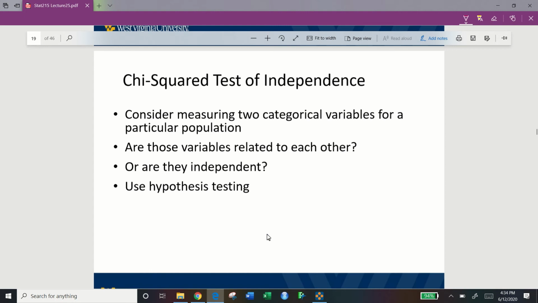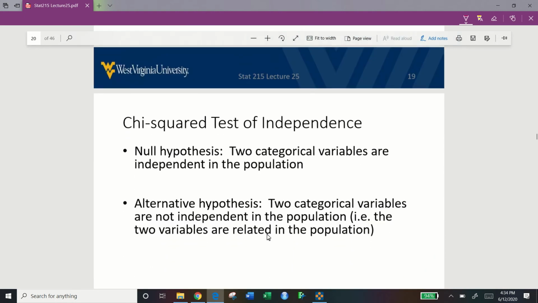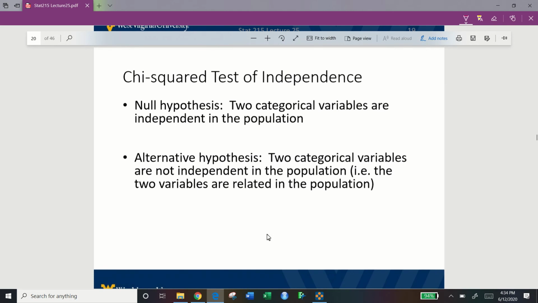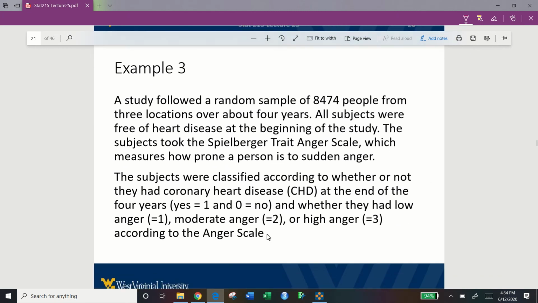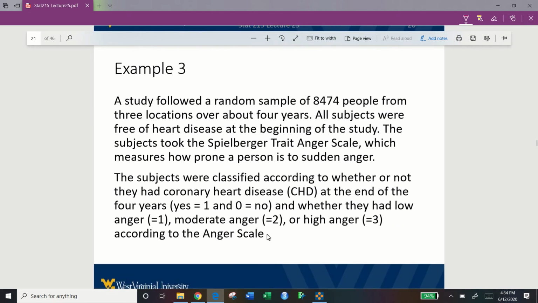We will follow the same process of hypothesis testing. We will begin by stating our null and alternative hypothesis. For the null hypothesis, our two categorical variables are assumed to be independent in the population. The alternative hypothesis will be that the two categorical variables are not independent in the population, meaning that the two variables are related. Let's begin by taking a look at an example.